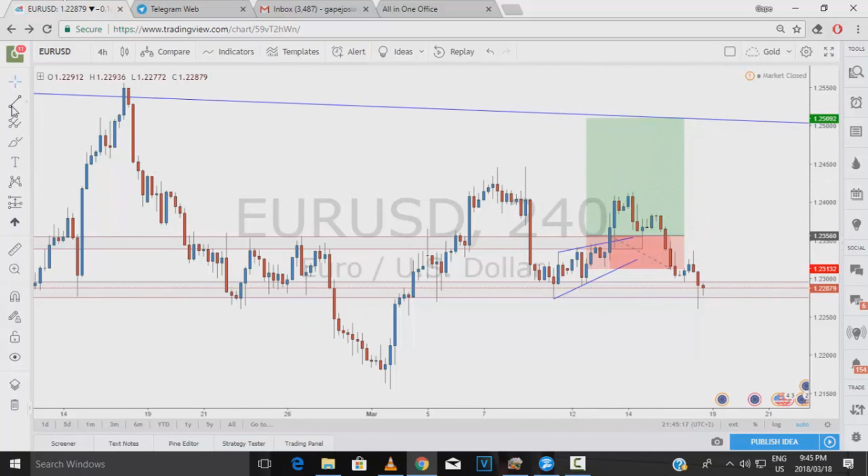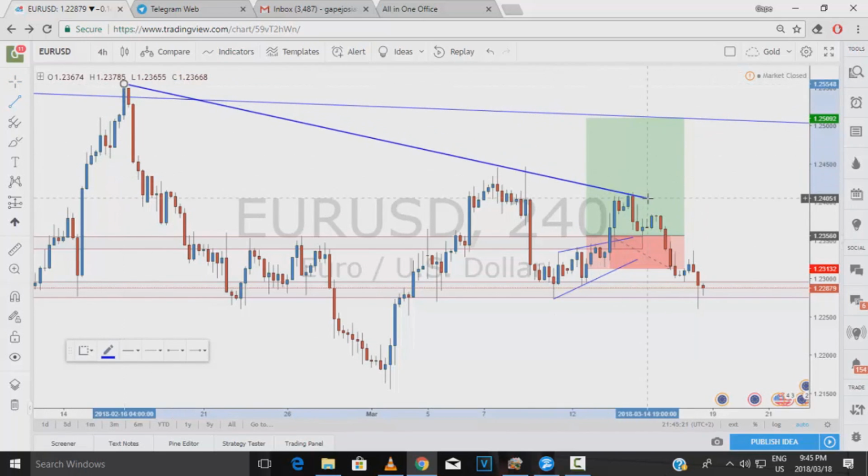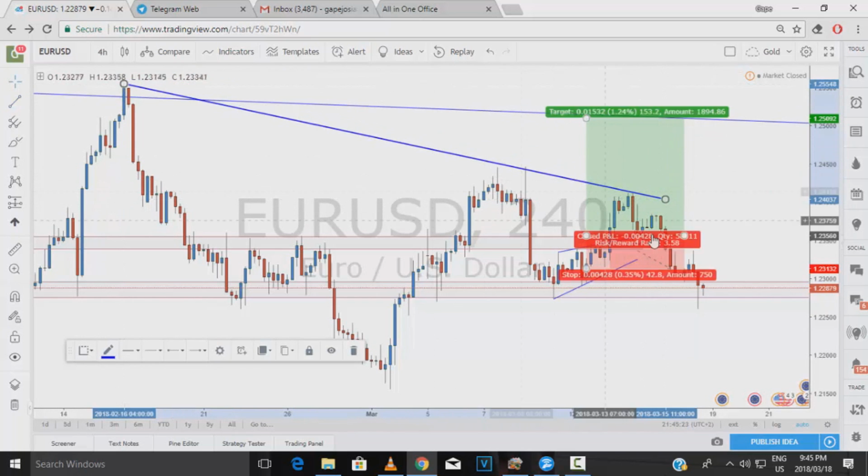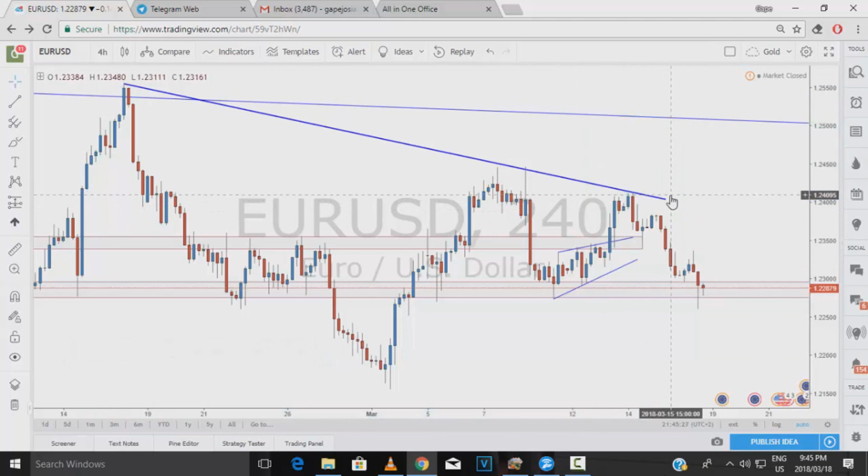shorting Euro USD. It also came in with confluences after I realized that price couldn't break this trend line right here. When it couldn't break this trend line, I was like, oh boy, looks like we are in trouble. So for Euro USD, I decided to leave this trade at break even. Maybe the trend is going down, and then it went down.